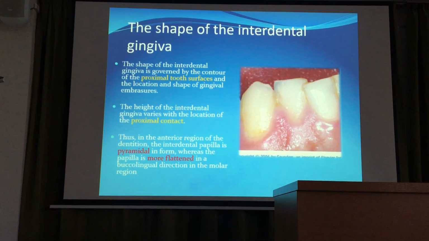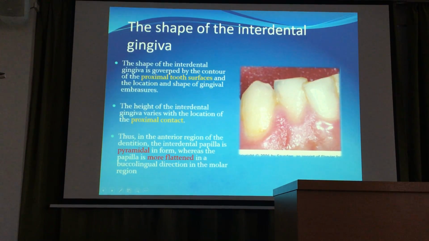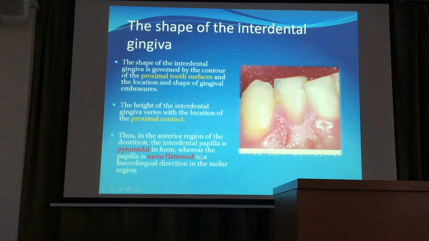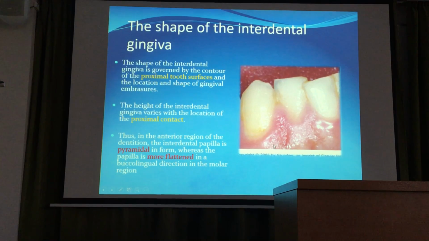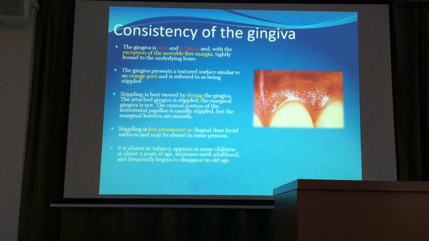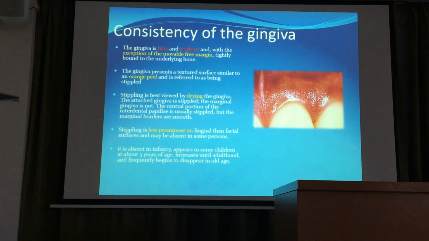Another thing, we already discussed the shape of the interdental gingiva. I already told you something about the form. The front region is pyramidal, and the molar region is a more flattened situation. So this depends on the position of the different teeth, and of course the localization as well. Consistency, we already discussed: firm and resilient, and this is the typical picture.